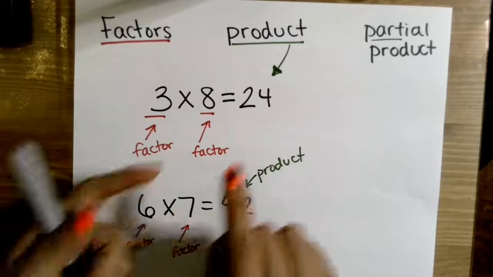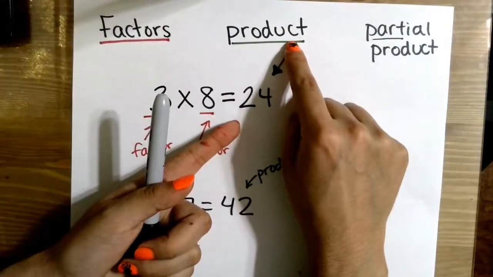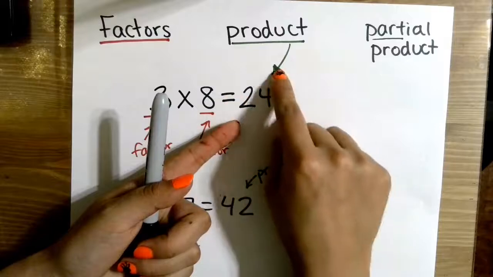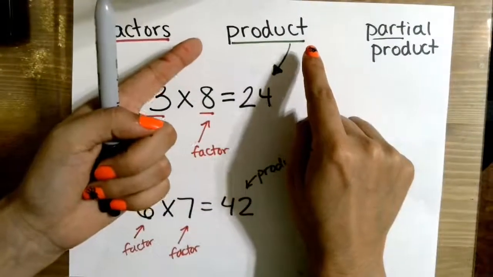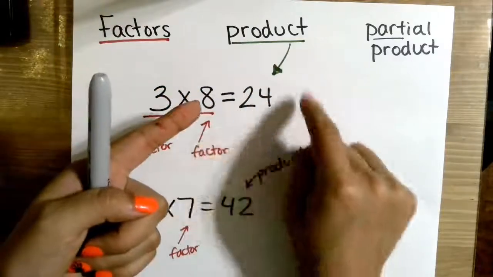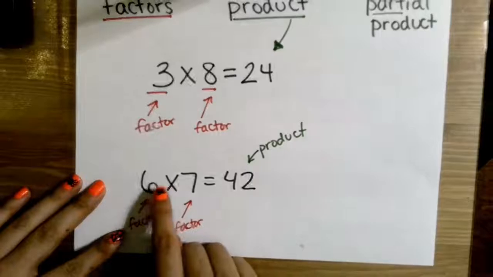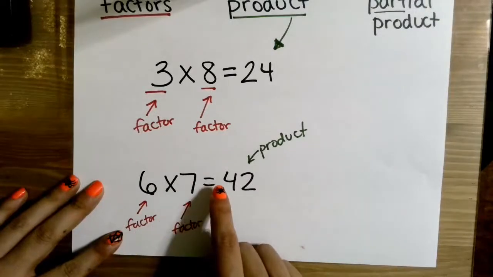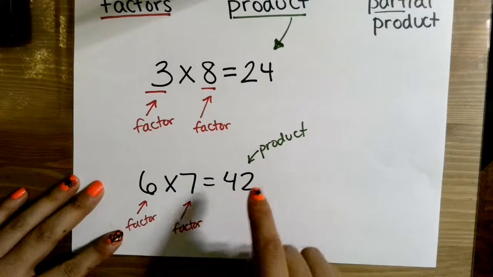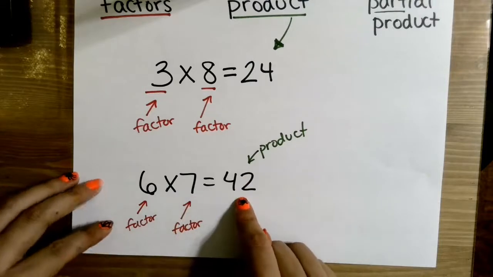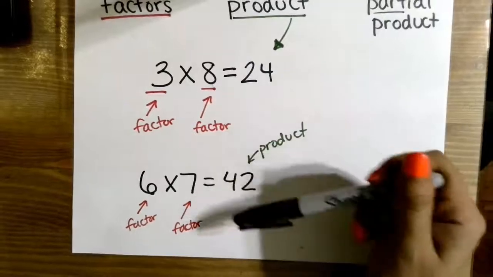In math, the answer has a fancy name. It's called a product. So the answer to a multiplication problem is called a product. So the product is 24. The answer is 24. Down here for 6 times 7 equals 42, the product is 42. That's the answer. So whenever we're talking about the product, it means we want the answer.